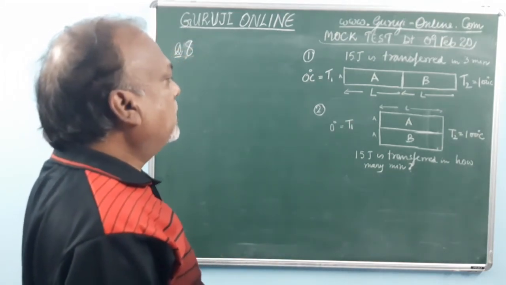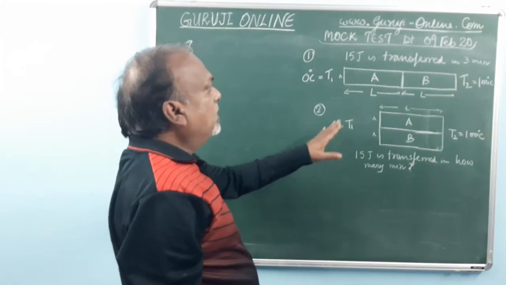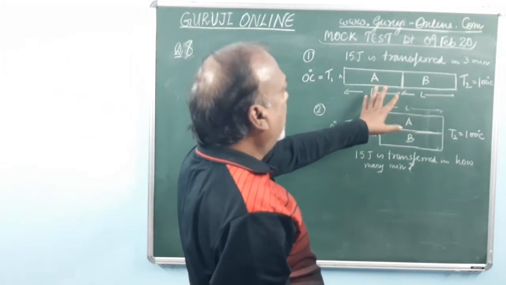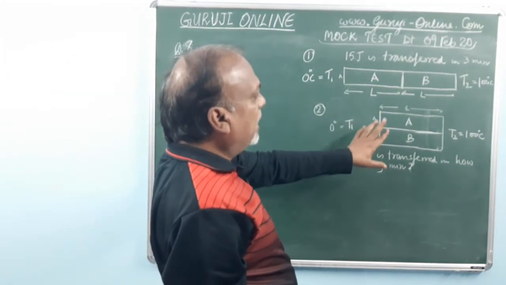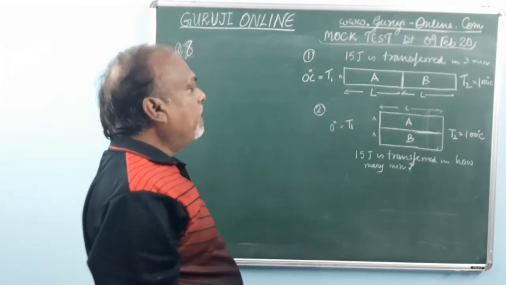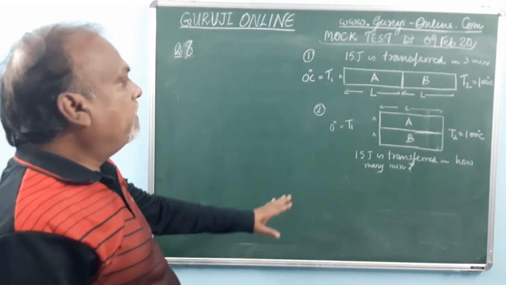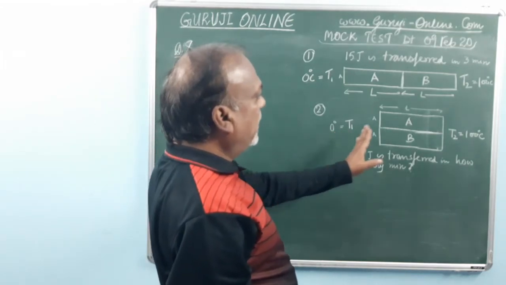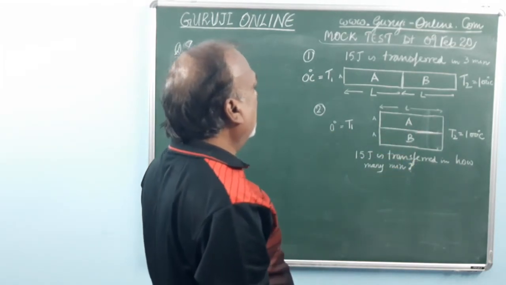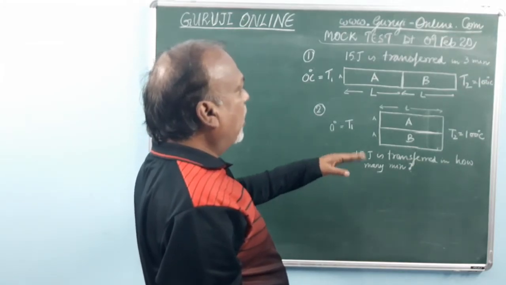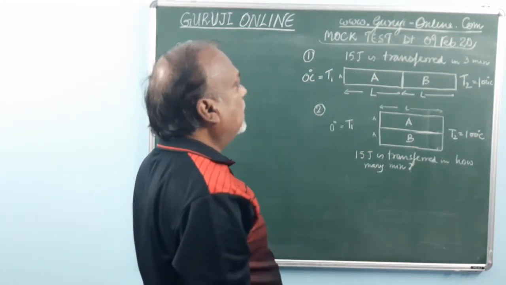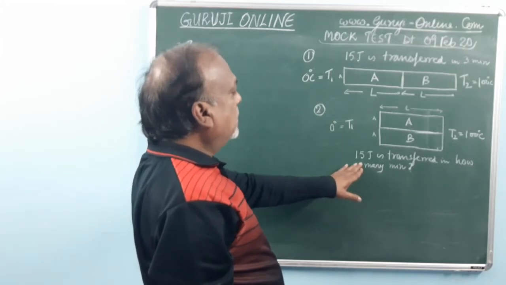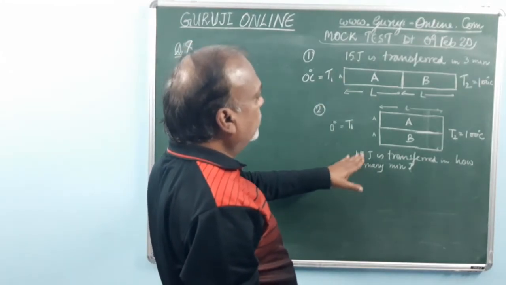Now it says, suppose the same identical blocks are welded side by side, and the left temperature is kept at 0 degree and the right temperature is 100 degree centigrade, then in how many minutes will this same amount of energy, that is 15 joule, be transferred.